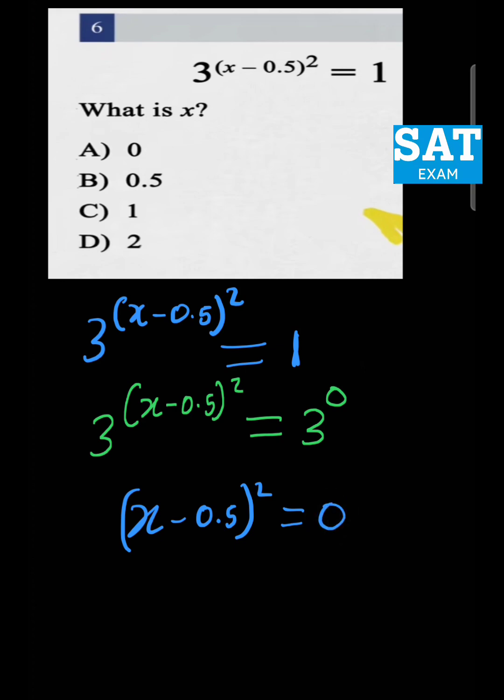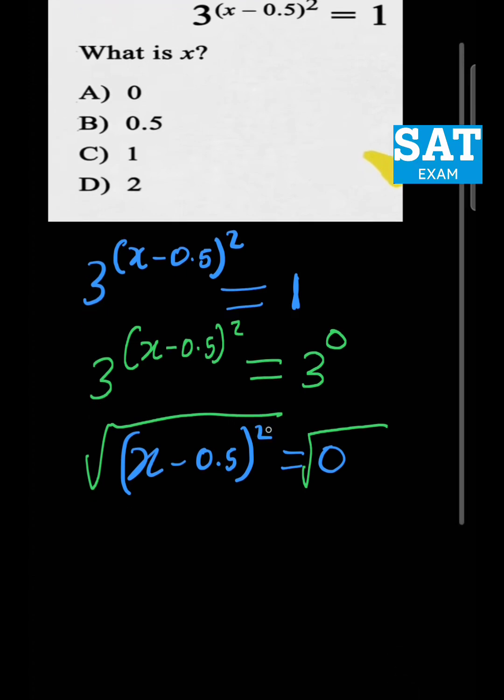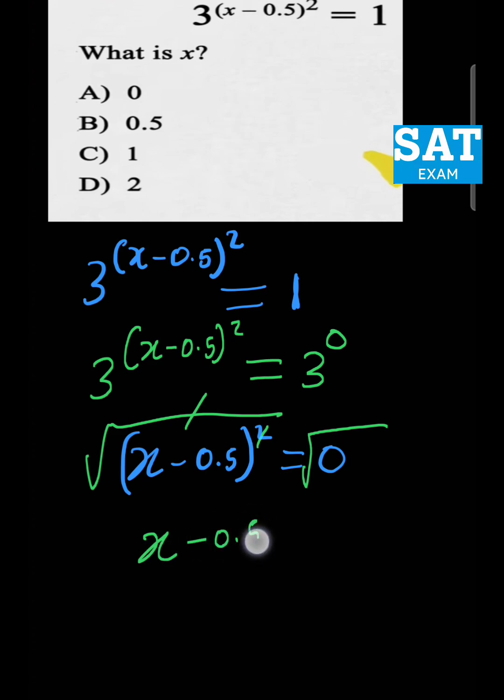Now what do? We need to take the square root of both sides in order to eliminate the square. So we're going to take the square root of the left hand side. We also do the same thing to the right hand side, so that this square is going to cancel the square root. In the left hand side, we are left with only x minus 0.5, which is going to be equal to the square root of 0, which is equal to 0.